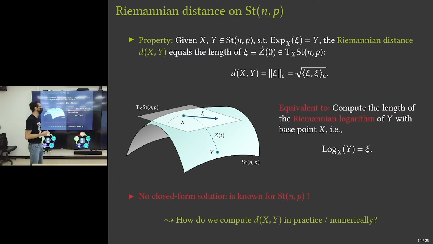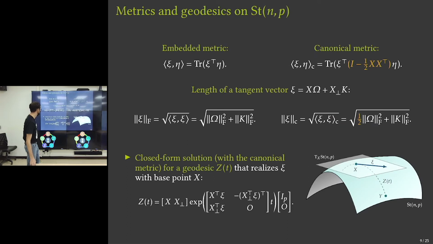You say there's no closed form solution. Is it because there's no closed form for the exponential map or the logarithm map? There is no closed form solution for the logarithm mapping, because the exponential is the one given by the geodesic here. If we put t equal to 1, it is exactly the definition of the Riemannian exponential. But it's the other mapping, the inverse mapping, that we do not have. Okay, thanks.